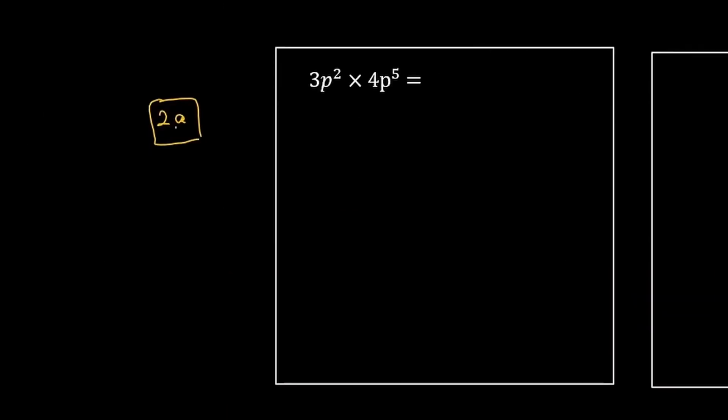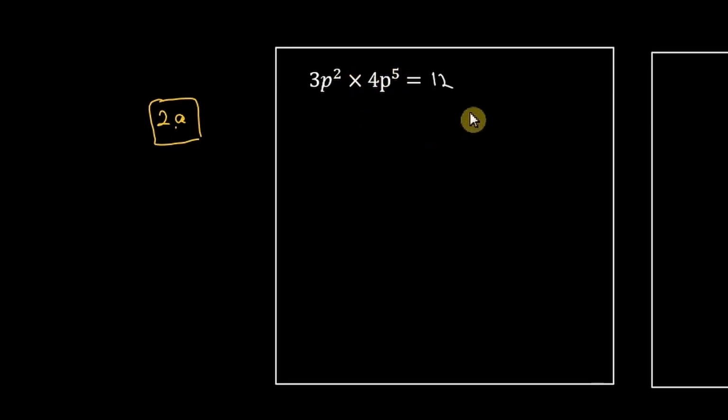In question 2a, we have 3p squared multiplied by 4p to the power of 5. So multiplying the coefficients, 3 times 4 is equal to 12. Multiplying the indices, we have p squared multiplied by p to the 5.